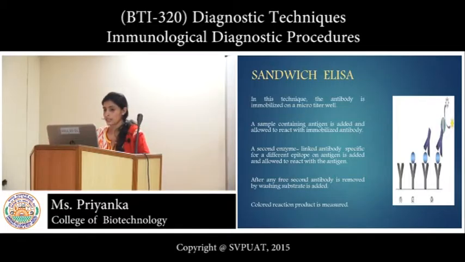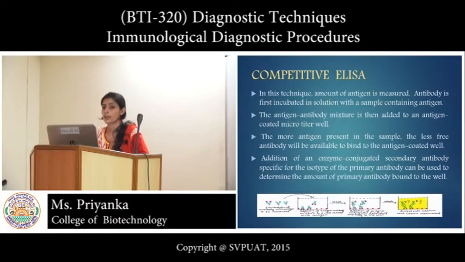Third one is competitive ELISA. In competitive ELISA, competition between antigens and antibody takes place. In this procedure, first we incubate antigen and antibody together. Then after incubation, the mixture of antigen and antibody is applied to the well. In the wells, the antigen is already present. The more antigen present in the sample, the less antibody is available for binding to the antigen in the well. So a competition takes place between antigens and antibodies. In the last, secondary antibody and substrate are applied, and then color is measured.